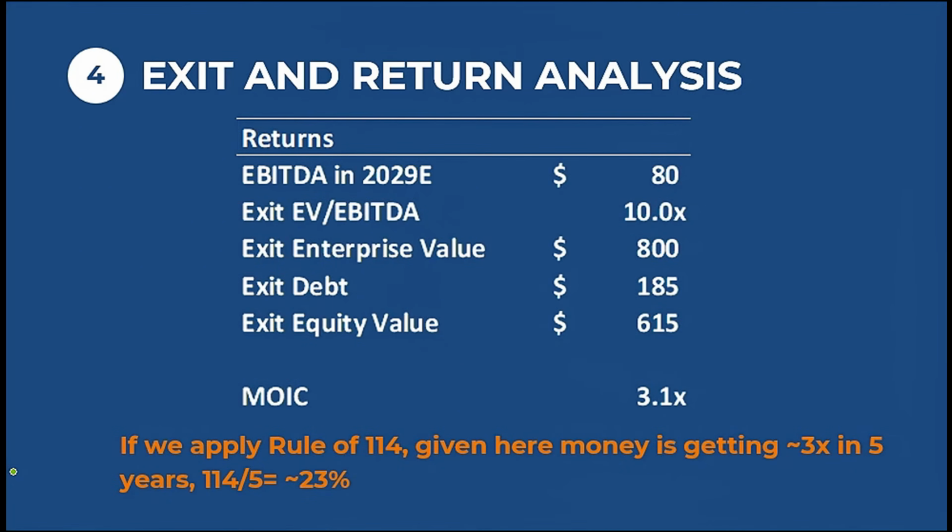So let's go back to our return analysis. Our MOIC is about 3.1x. If we apply the rule of 114, given here our money is getting 3x in 5 years, 114 will give us 23, which is 23% IRR. And that's a good return. Generally, top quartile PE funds target above 18% return, and it's 23%. And that's it. No calculator needed, all done with pen and paper.